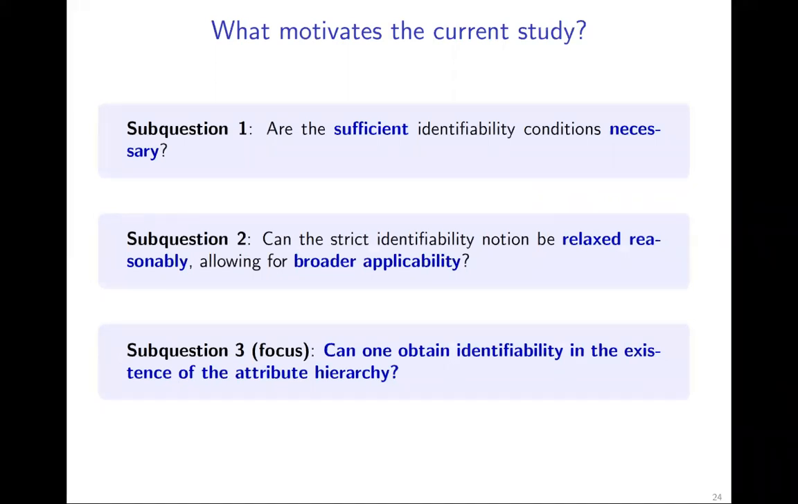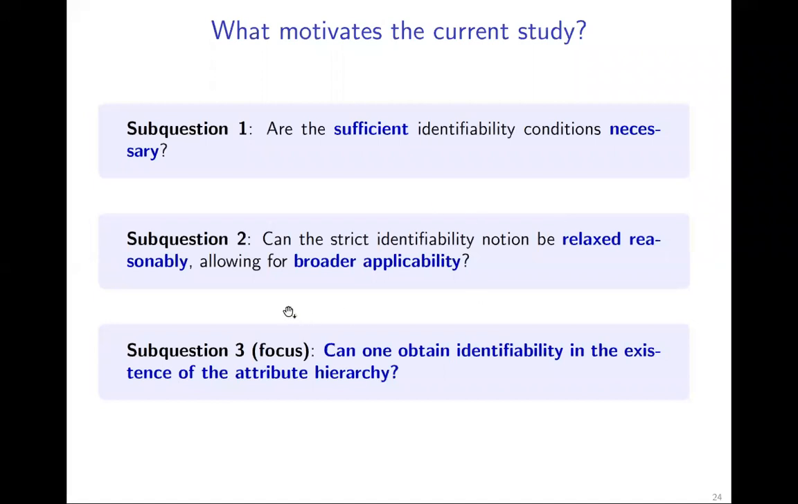I'd like to investigate three sub-questions here. The first sub-question is regarding the necessity of the sufficient identifiability conditions. Because most studies existing in the literature consider what is sufficient for identification. But in my study, I want to ask, where is the theoretical boundary between the necessary and sufficient conditions? And this can provide the sharp answer to identification criteria.